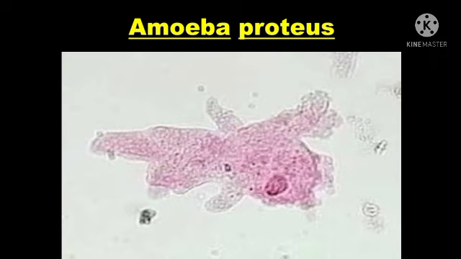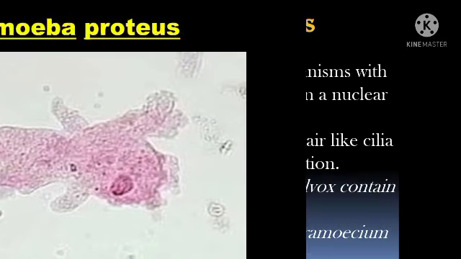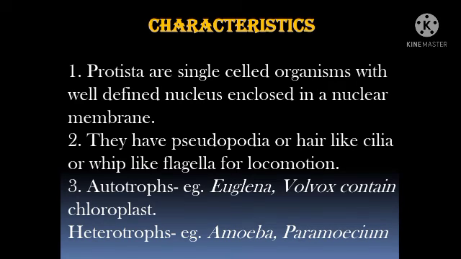Students, this is how amoeba looks under a microscope. When you place the slide of pond water under the microscope, you will find an irregular shape motile microbe and that is amoeba. Now, let's learn the characteristics of kingdom Protista.